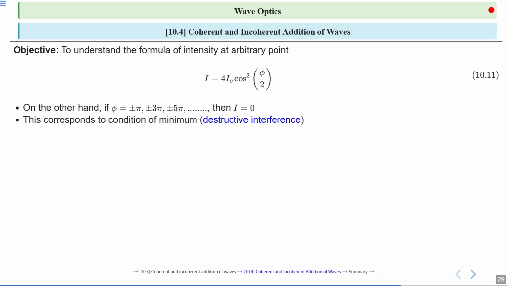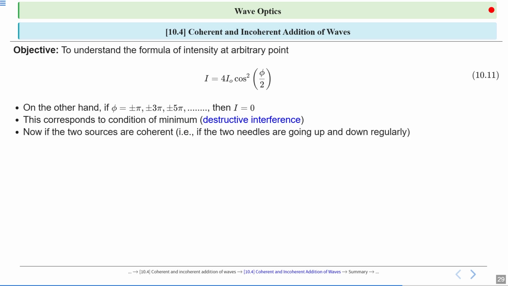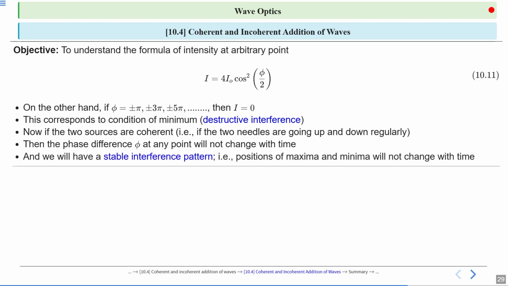That is destructive interference. Now if two sources are coherent, if the two needles are going up and down periodically and at the same time, then the phase difference phi at any point will not change. These are coherent sources, so the phase difference will be 0 or constant at any point, and we will have a stable interference pattern, that is, positions of maxima and minima will not change with time.